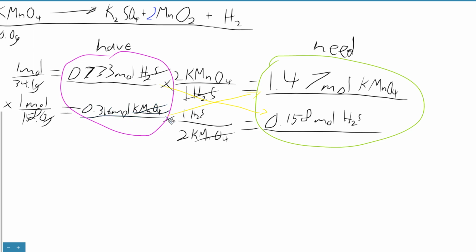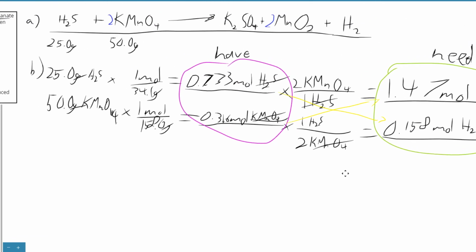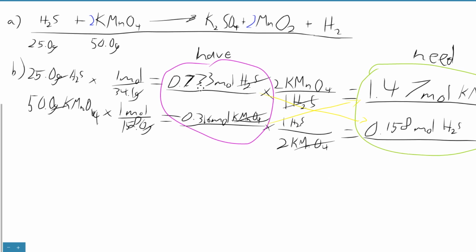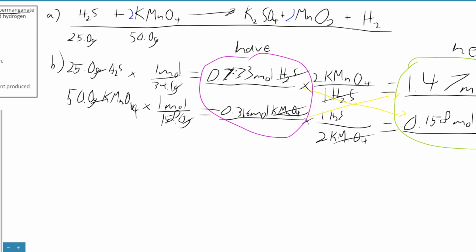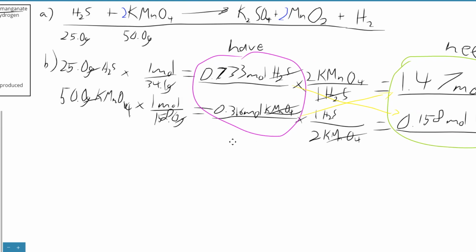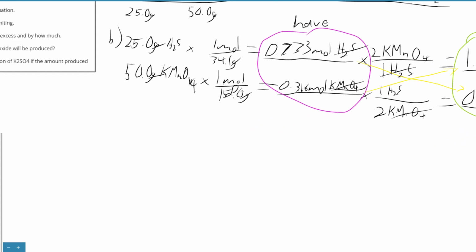So we have 0.316 moles of KMnO4, but we need 1.47 moles of KMnO4. So this can't happen. But we have 0.733 moles of H2S, and we need 0.158 moles of H2S. So this is what actually happens. We do have enough to react fully with the KMnO4, but not fully with the H2S, because we don't have enough KMnO4 to fully react with the H2S. So that means KMnO4 is the limiting reagent. Oh, wrong color.